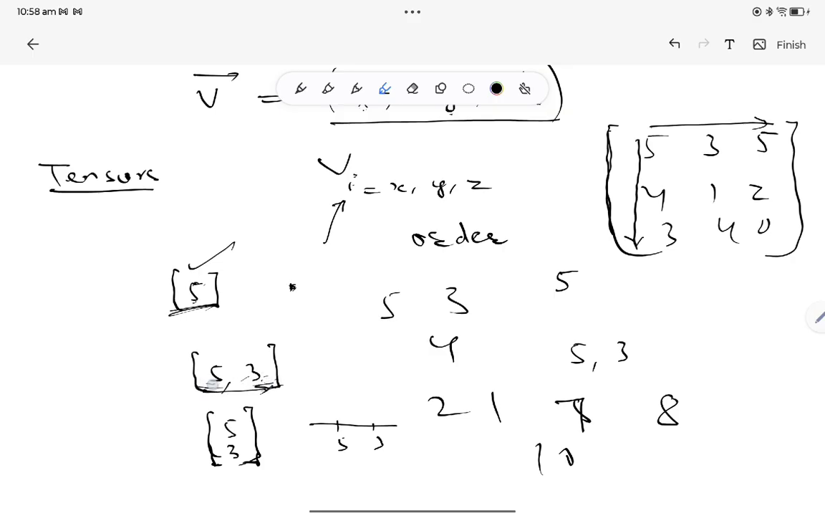The index will have one value for this, and another value for this. But for a scalar we don't need any index at all. It is only one value. So this will not change at all. Such a scalar is said to be a tensor of zero order. It is zero order. That means it does not need any index to represent it.